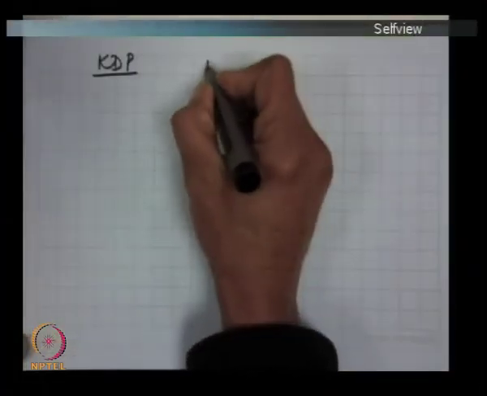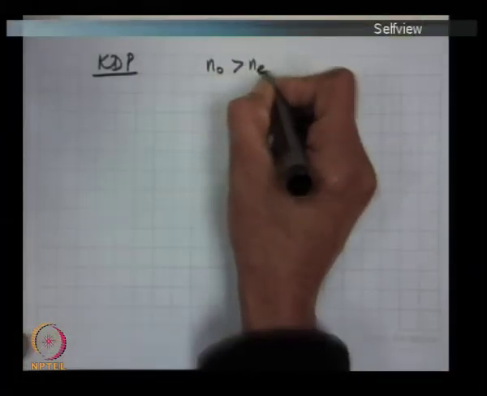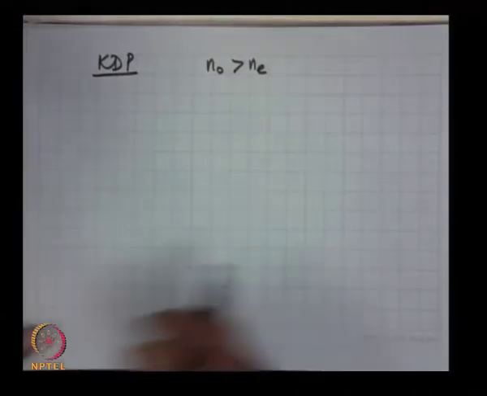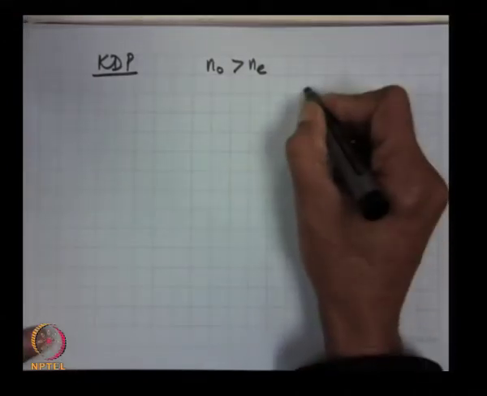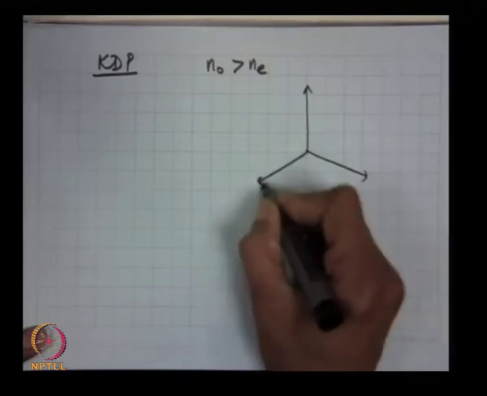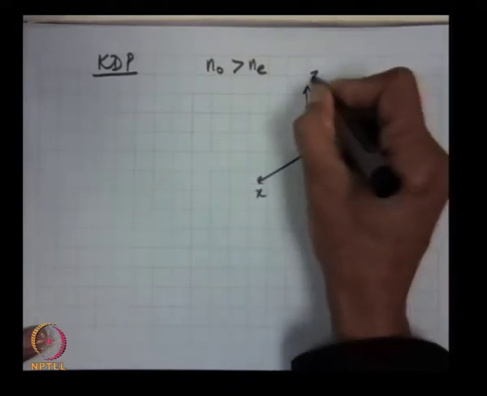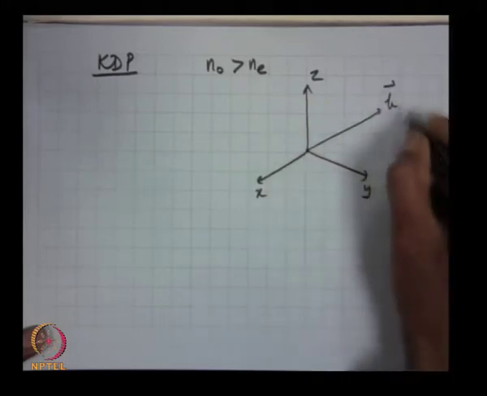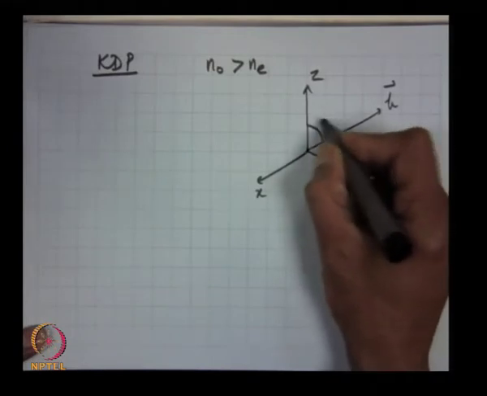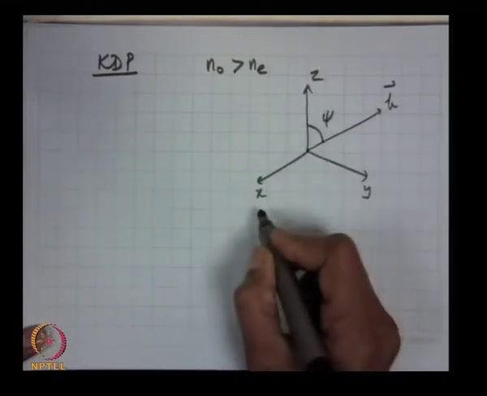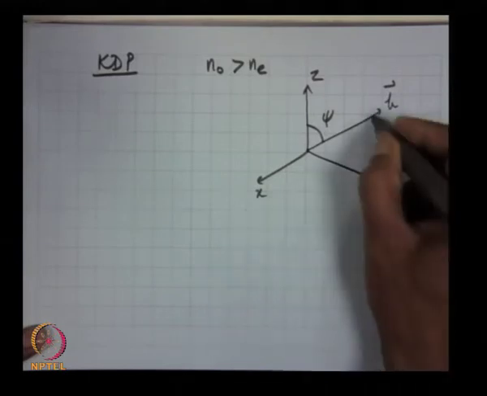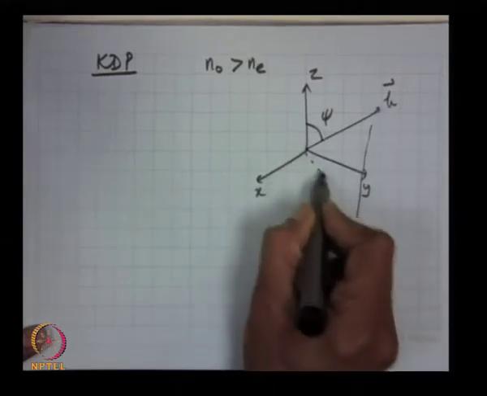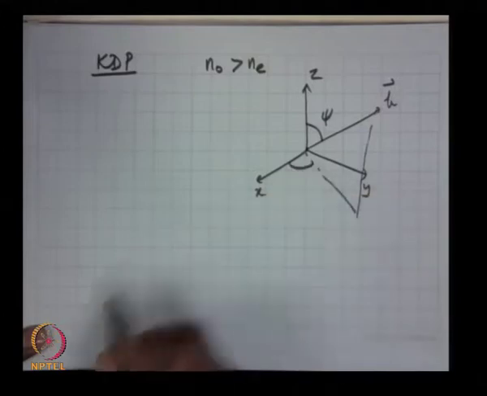So, remember in KDP, potassium dihydrogen phosphate, NO is greater than NE. And for second harmonic generation, what we had looked at was, if XYZ is like this, my propagation angle is in some direction making an angle psi with the optic axis. To maximize the effective nonlinear coefficient, what should this angle be?